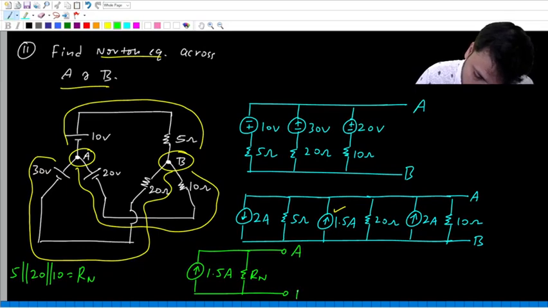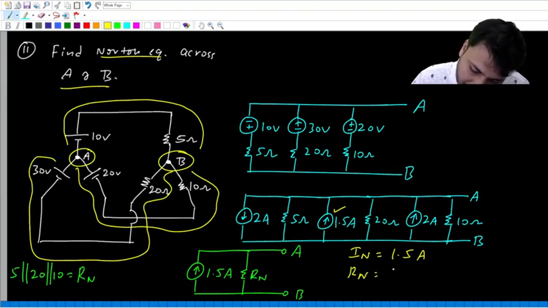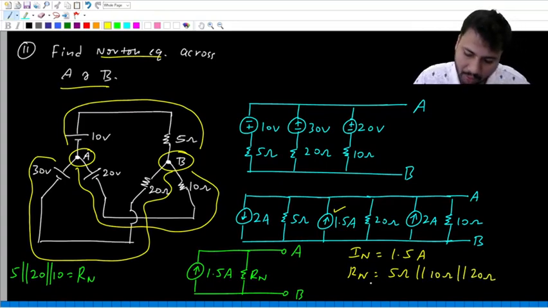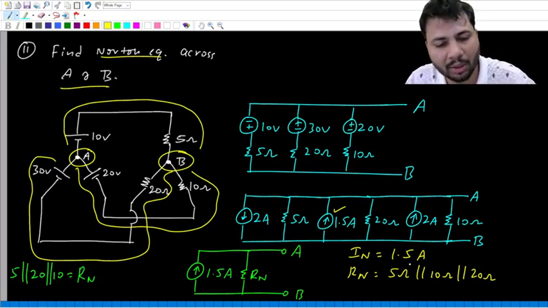So this is A, this is B. So now what is the Norton current? It is 1.5 amps. And what is the Norton resistance? It is 5 ohm parallel 10 ohm parallel 20 ohms. So in this way we can find the Norton equivalent, okay?